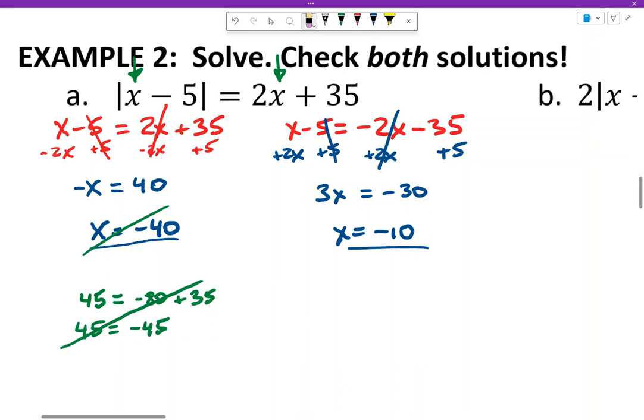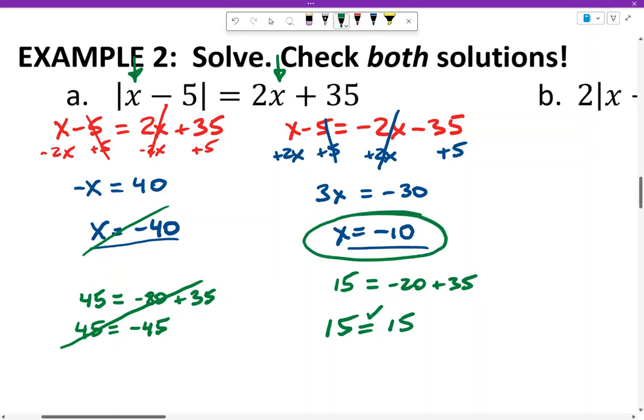Let's try negative 10. Negative 10 minus 5 is negative 15, but it's the absolute value, so that is positive 15. 2 times negative 10 is negative 20, plus 35 is 15. Maybe I should write that out. Negative 20 plus 35. There we go. So 15 does equal 15, which does work. So x equals negative 10 here, but not negative 40. So only one of those solutions worked.